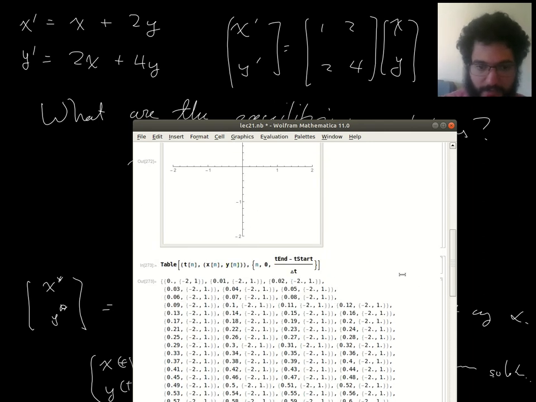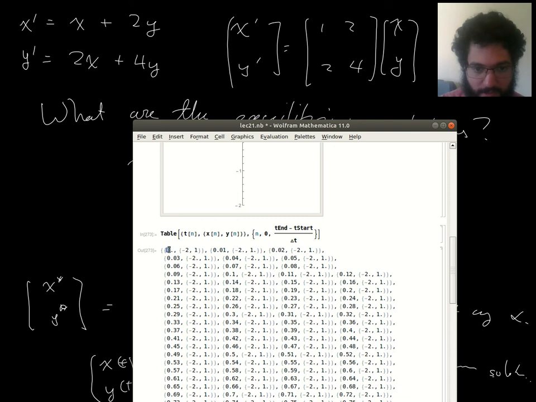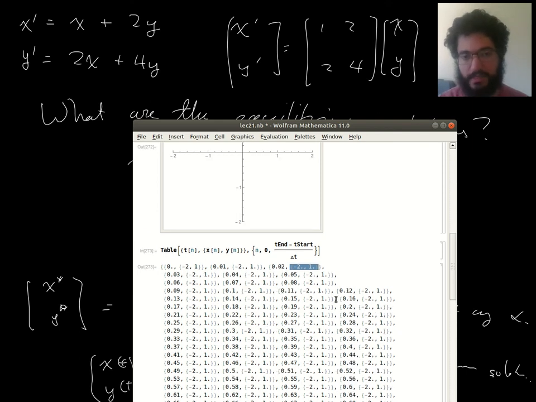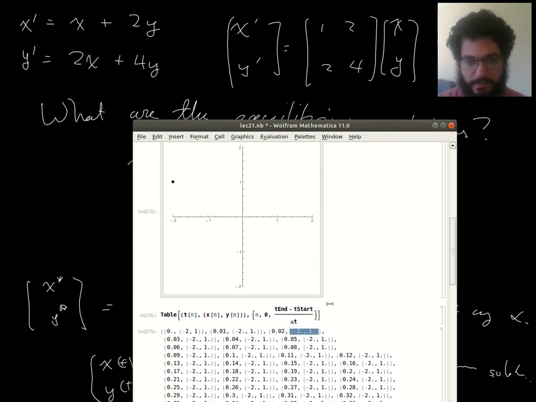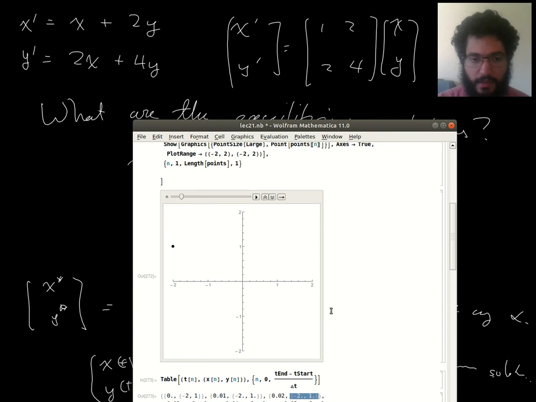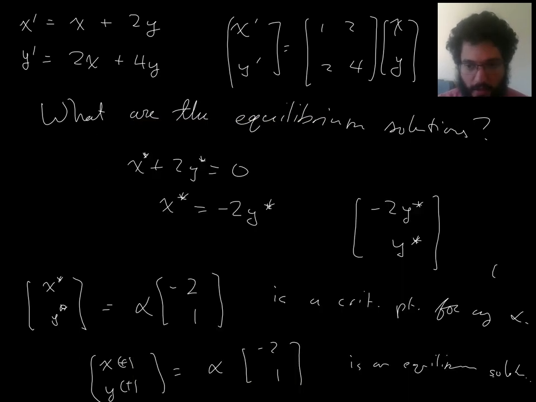Let's look at the actual list of points. So remember, this is time, and then this is the xy pair, and then this is the next time, and then this is the next xy pair. So you get -2, 1 always. You see? That's what we mean when we say that's an equilibrium solution. So -2, 1 times any scalar is going to be an equilibrium solution.